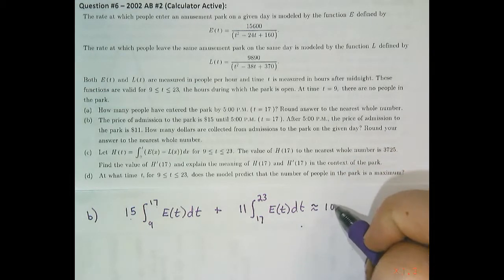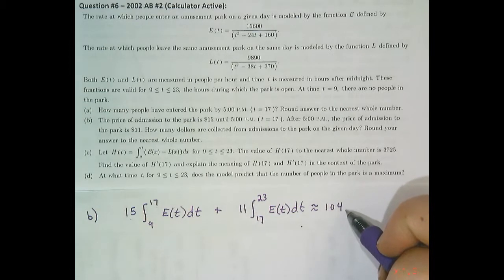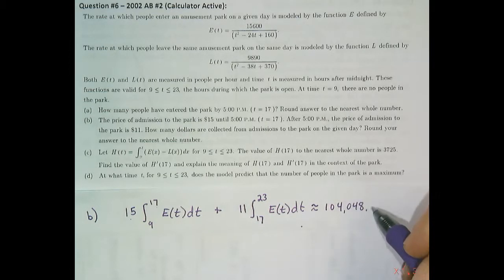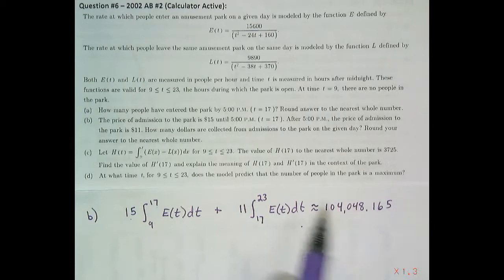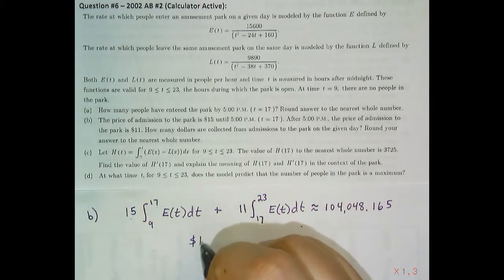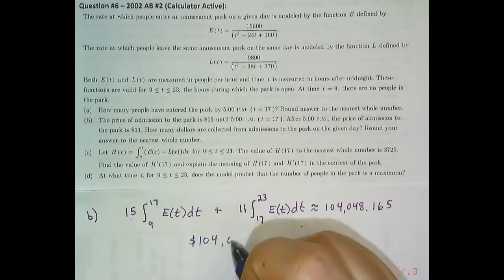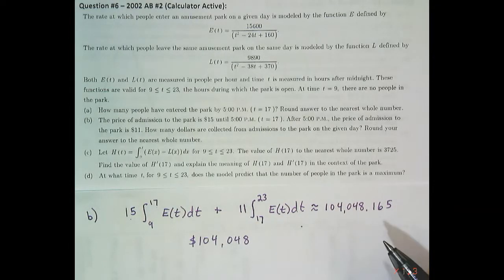Our calculator would return a value of 104,000.165. And they say round your answer to the nearest whole number. So $104,048 have been earned.